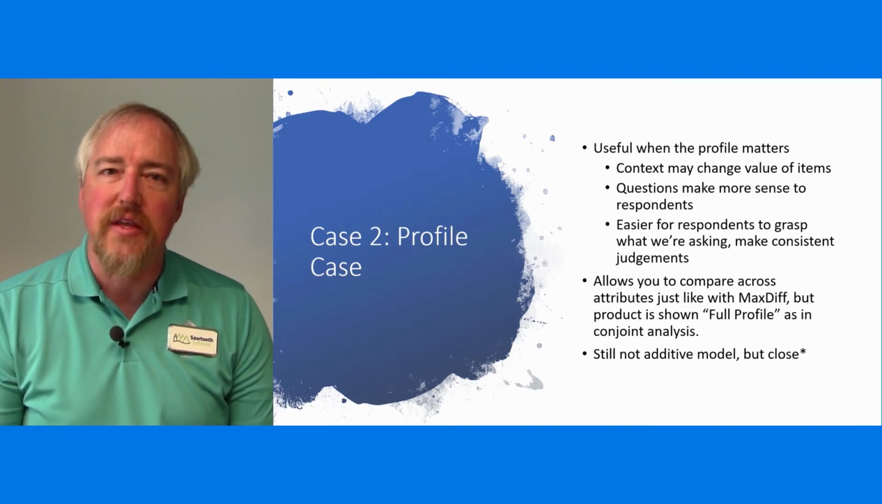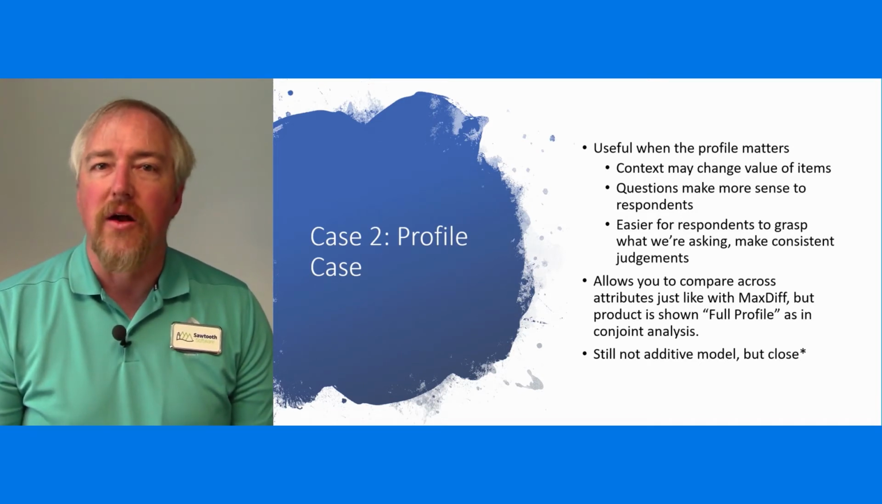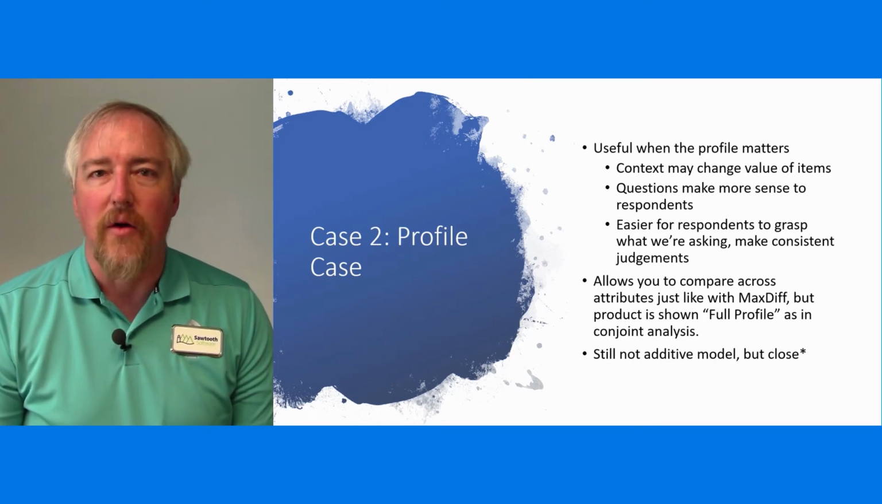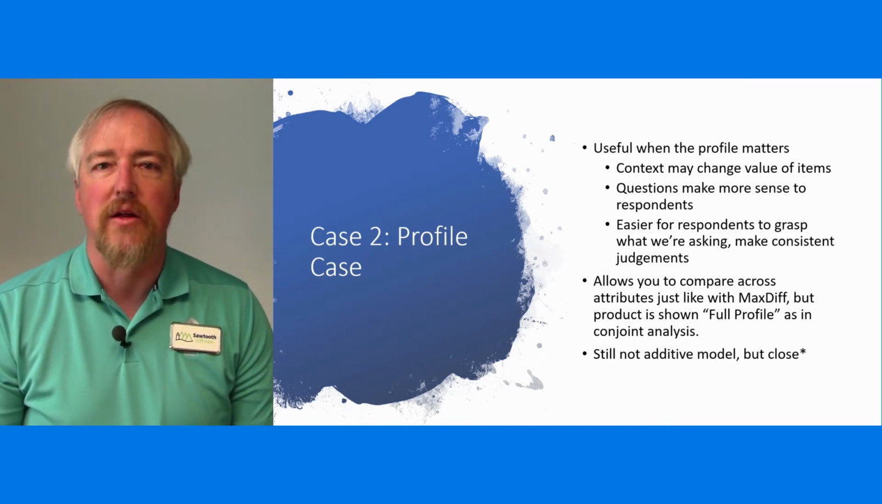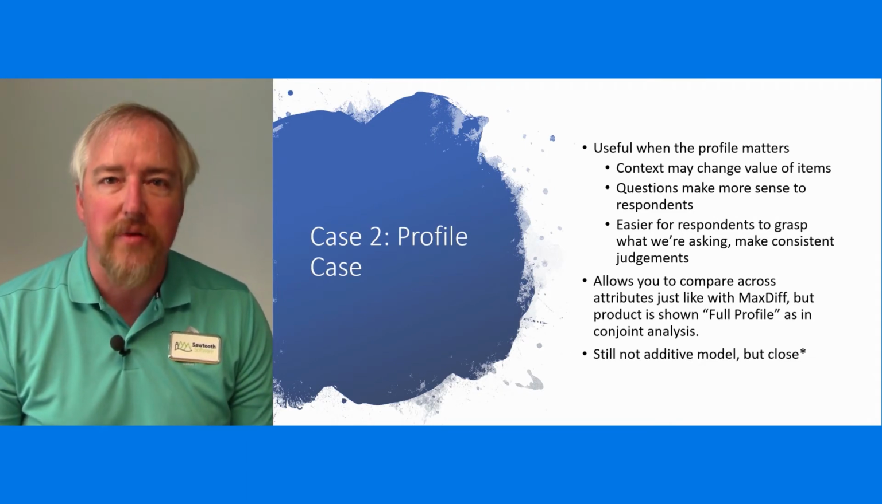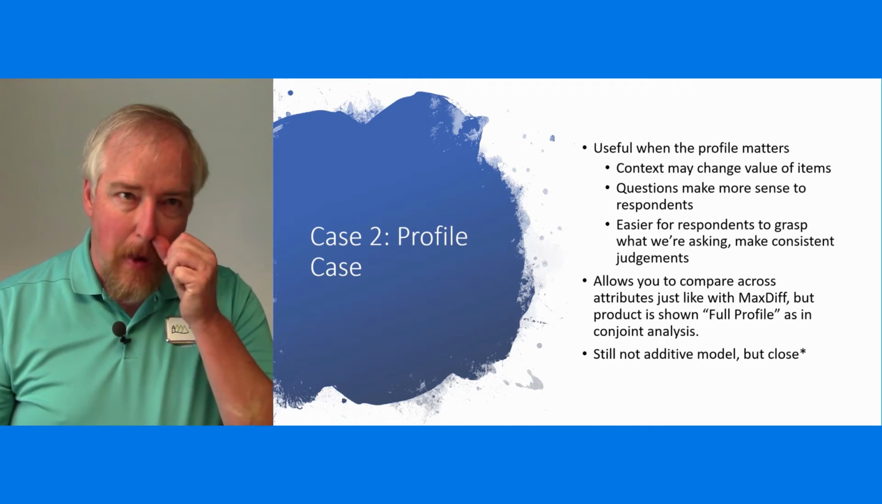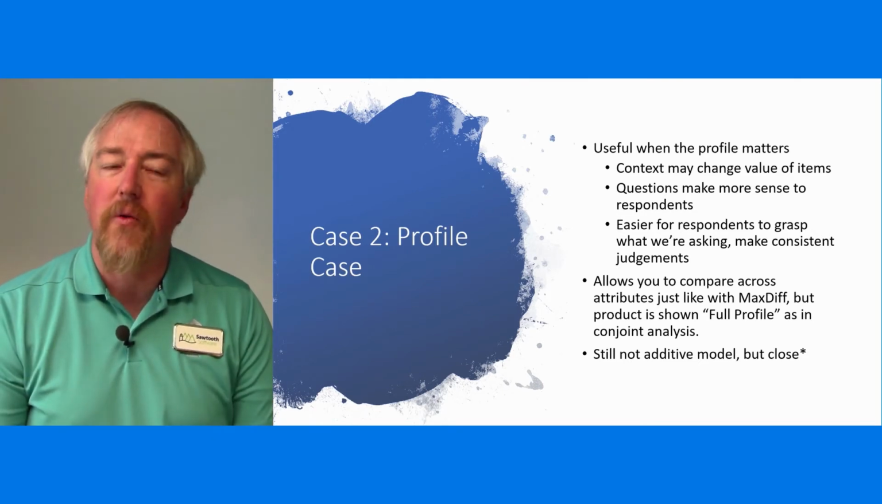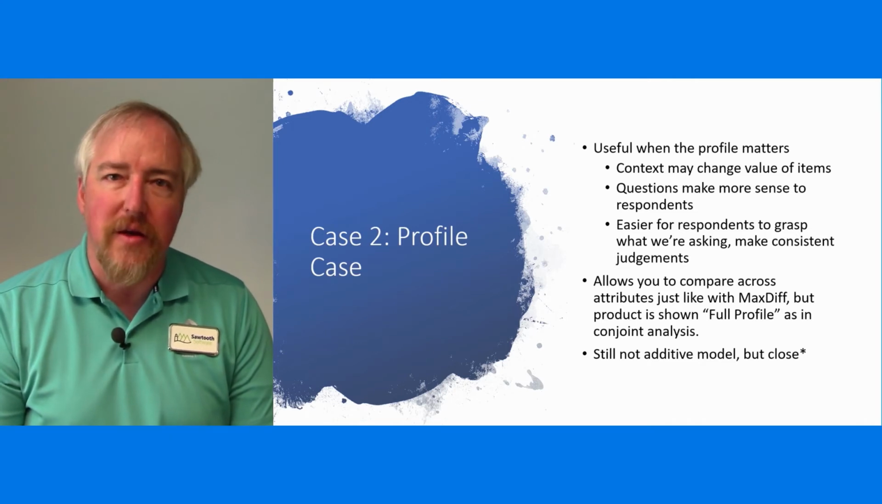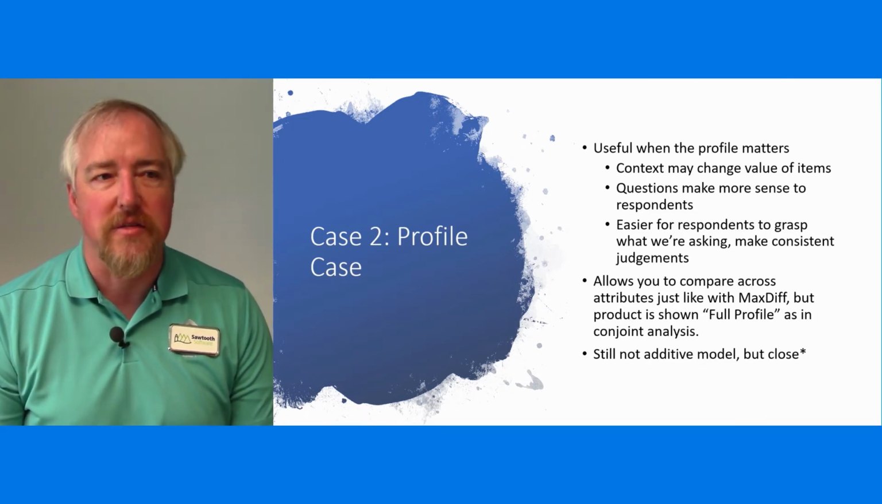A lot of times we see this in healthcare, where you're looking at which nursing home is the best for your parents, or which treatment method is best. And you don't want to have them choose between treatments. You just want to know what's the best thing and what's the worst thing about that treatment option that they have. It's easy for respondents to grasp what we're asking and make consistent judgments. So it's a little bit better. Sometimes people get confused on a MaxDiff because the context is missing.